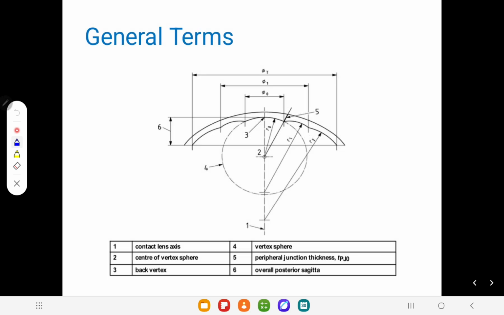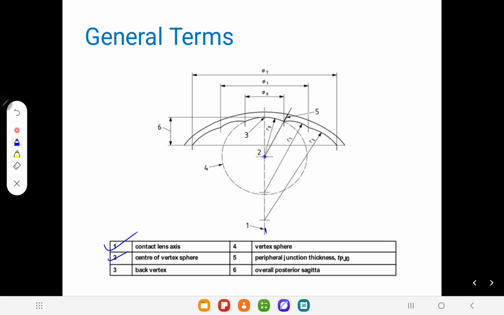See, these are the pictures, and I have taken this picture from the book Contact Lenses by Phillips. You must understand this picture first, and then slowly you understand other points of view. For example, see one: contact lens axis. This is the line for the contact lens axis. Second: center of the vertex sphere. This is the center of the vertex sphere.